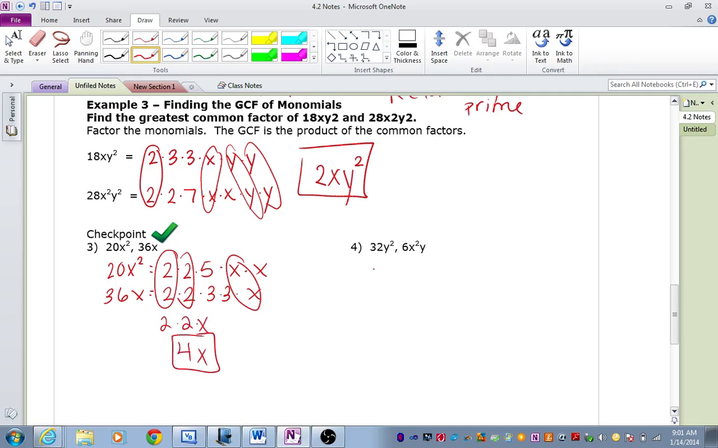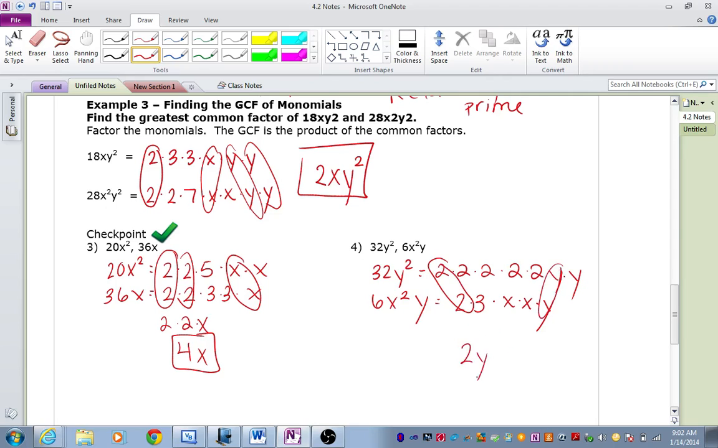Finally, number 4, 32y squared. I know for a fact that 32 is 2 to the 5th power. That's just one of those things that you might start to realize. So times y times y. And 6x squared y would be 2 times 3 times x times x times y. Common factors, we got a 2, and we have a y. And that's it. So our answer for number 4 is 2y.